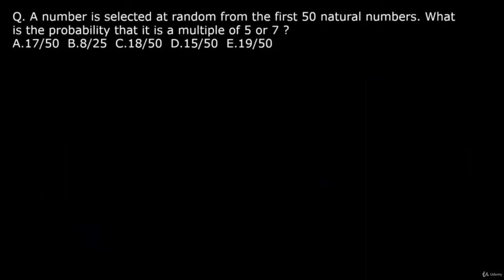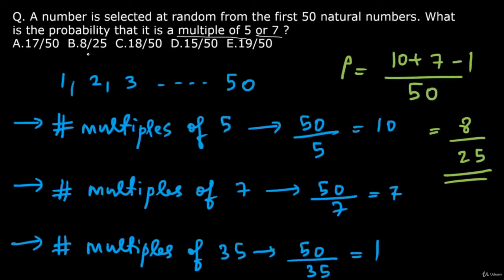Let's read the next question. A number is selected at random from the first 50 natural numbers. What is the probability that it is a multiple of 5 or 7? What's the answer to this question? The correct answer to this question is 8 by 25. That is answer option B.